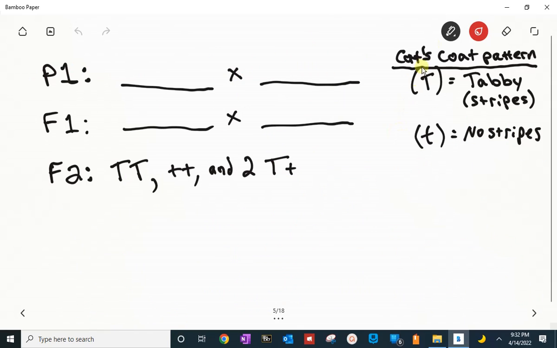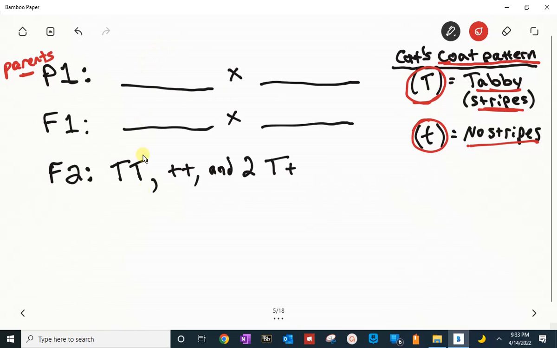So now let's do another problem. In this one, we're dealing with the coat pattern, the pretty colors on the coat. So you could have the dominant allele, which is tabby, which just means striped, or you could have the recessive allele, which is no stripes. So in our parents, and this is the P generation for P for parents.